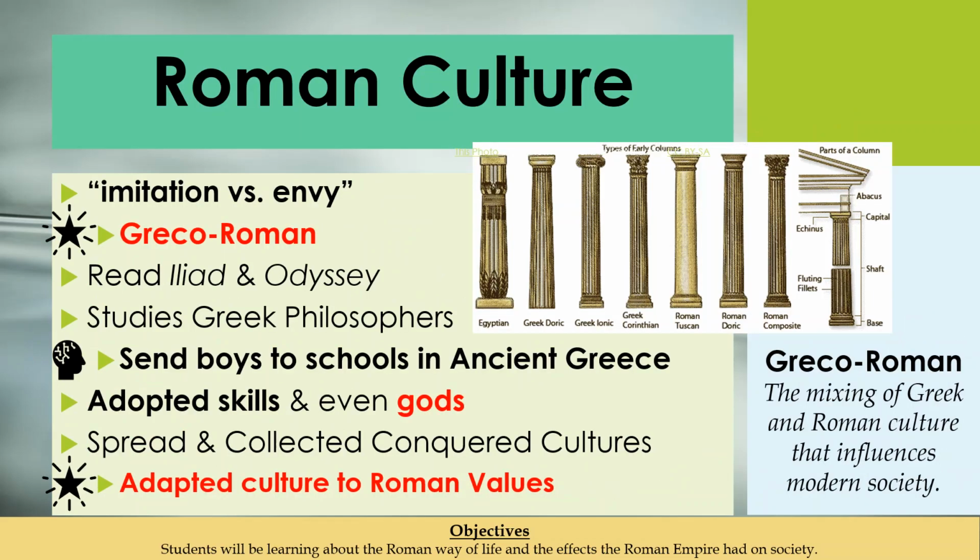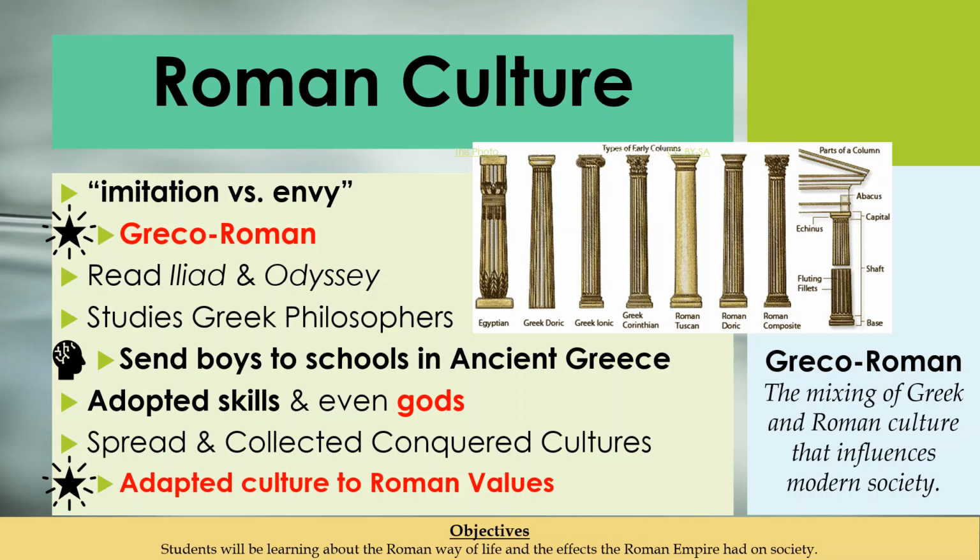Roman culture was very much this idea of imitation over flattery. It wasn't about being mad that other people have this culture or values. Instead, we're going to take it for ourselves. This concept was called Greco-Roman. Rome often mixed its values and ways of life with others, especially Greek, and this would become an influence that is still around today. Roman children would read the Iliad and Odyssey and study under Greek philosophers. Like I said, many boys were sent to ancient Greece to learn and to gain education.